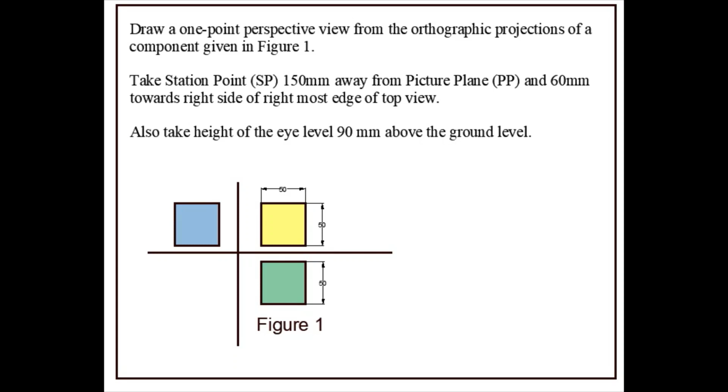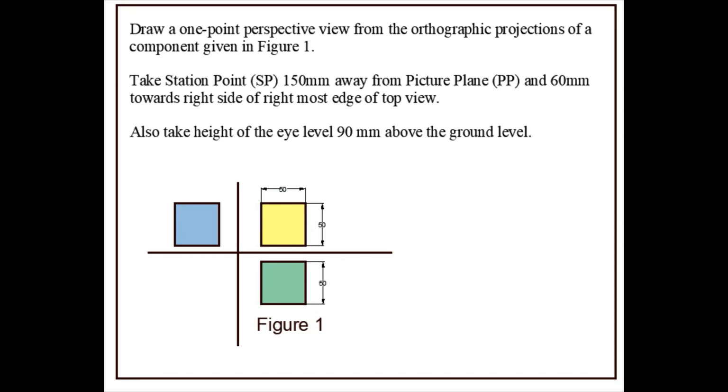So the first video in this direction is on one point perspective drawing. In such problems the data may be given as in this case. We are given the orthographic drawing of an object in which you are given the front, top and the right hand side view. The other details that are given to draw the perspective projections include that the station point is 150 mm away from the picture plane and it is 60 mm towards the right side of the rightmost edge in the top view.